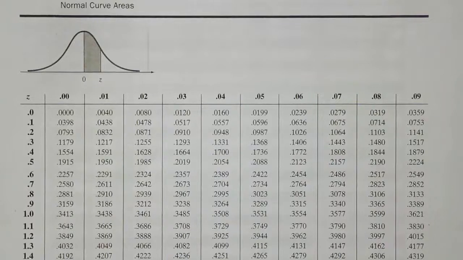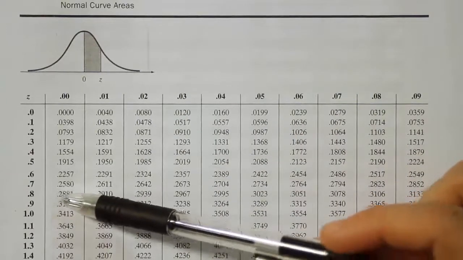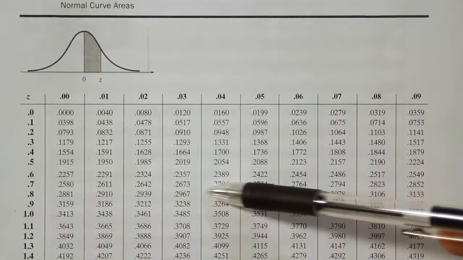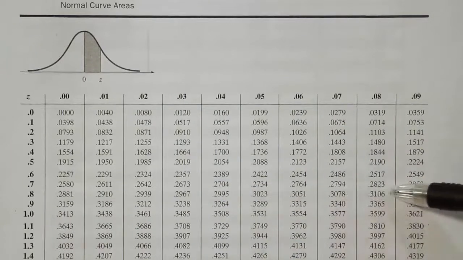Okay, we're looking up 0.88 on the z-table. There's 0.8, and 8 is all the way across to the next to the last value, which is 0.3106.